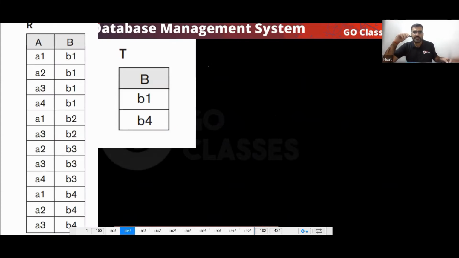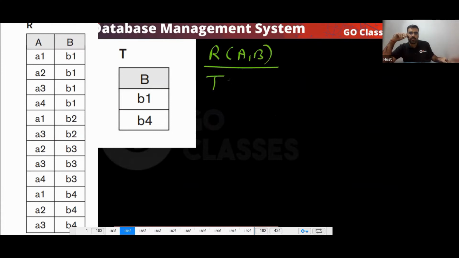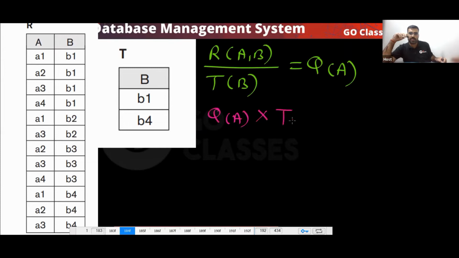Now let's see another way. Perspective number 2. But this idea is very nice. Again, you can notice this R is a relation and you want T. T has B. So the final answer must have schema A. So what you can have here is QA cross TB.